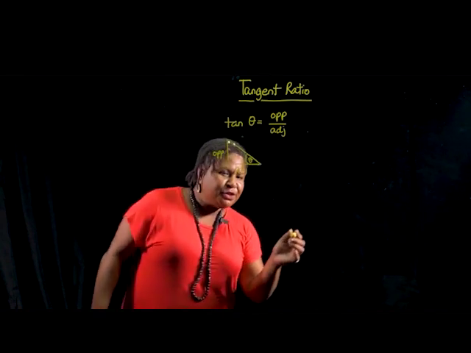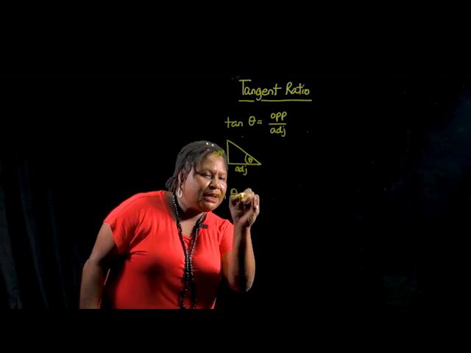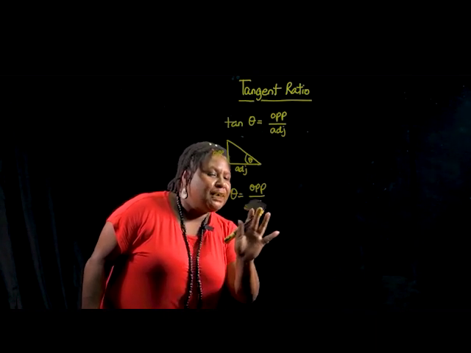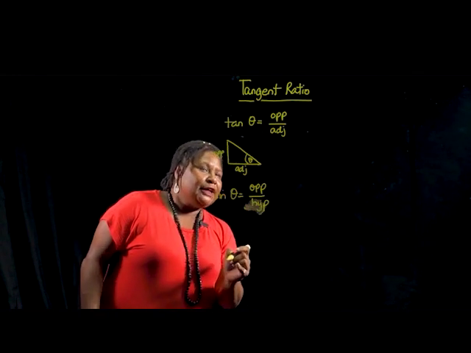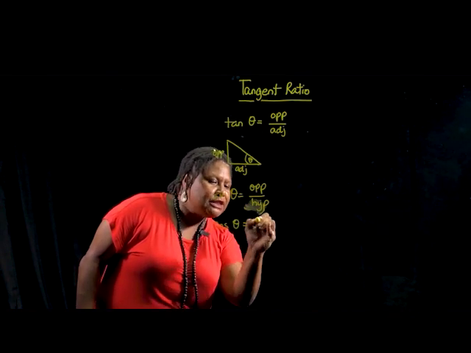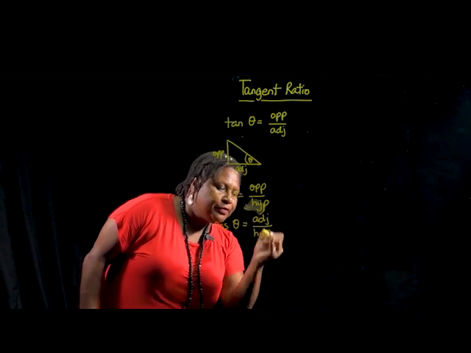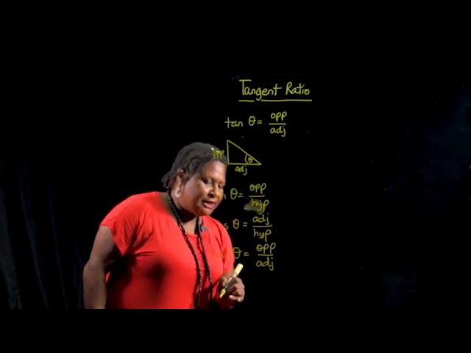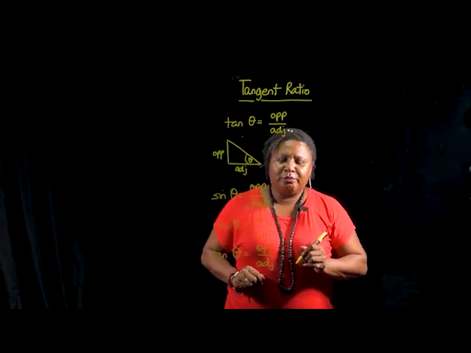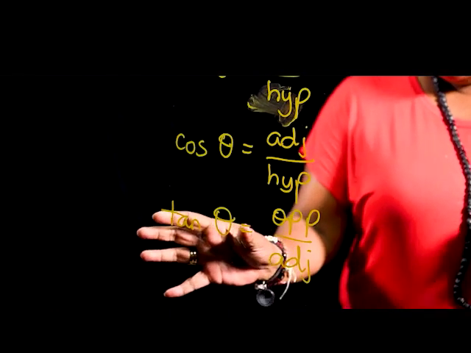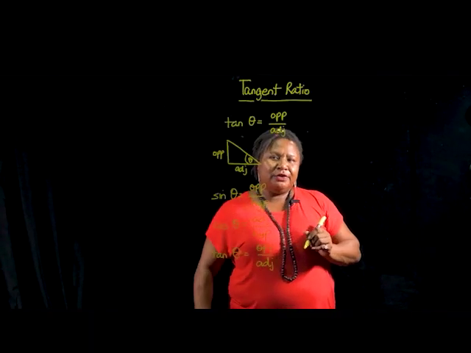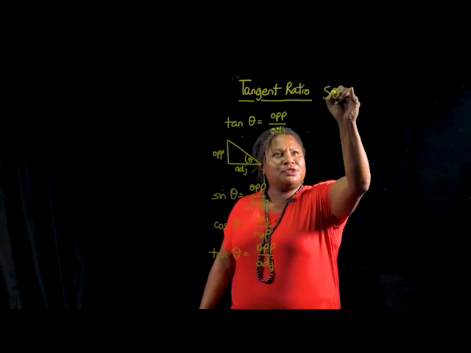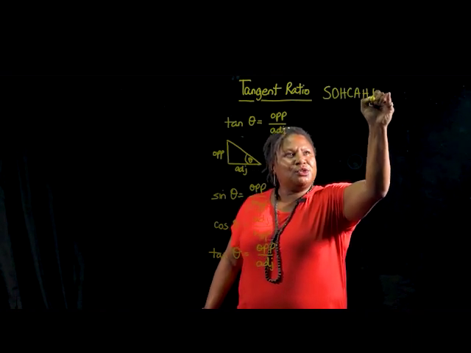So, let's see what the ratios are. We have sine theta, which is equal to opposite over hypotenuse. Then we have cos theta, which is adjacent over hypotenuse, and tan theta, which is opposite over adjacent. Sine theta, opposite over hypotenuse, cos theta, adjacent over hypotenuse, and tan theta, opposite over adjacent. How do we remember all of these? We use the acronym SOH, CAH, TOA.